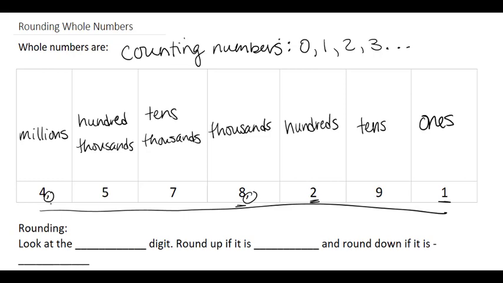Next, we're going to talk about rounding. When we round, we're going to look at the next digit, and we're going to round up if it's between 5 to 9, and we will round down if it's between 0 to 4. So let's go over some examples to see this.